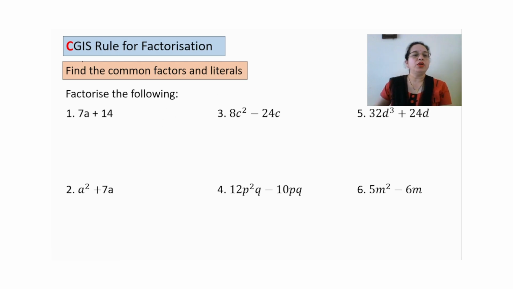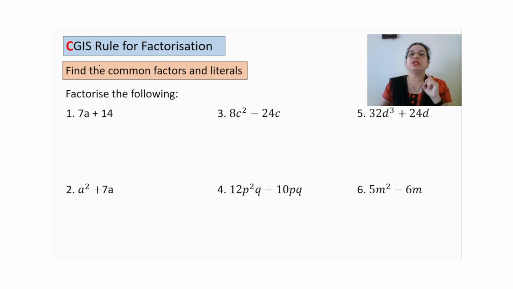Here I am going to introduce you to the CGIS rule for factorization. Using this rule is very easy, and this makes our work very easy also. So what is the first C here? C means the common factors and literals. Common maybe factors, maybe literals, maybe both, maybe anyone. Okay. So the question is factorize. As soon as you see factorize, you should think about the CGIS rule.